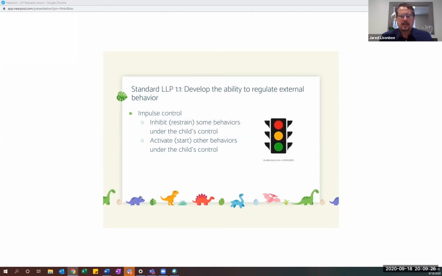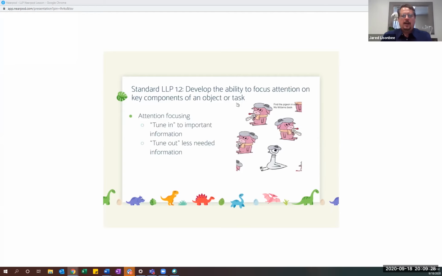Okay, let's go to the next one here. Standard 1.2 is to develop the ability to focus attention on key components of an object or task. Now this is a little bit trickier because it's not just being able to sit still and listen to what the teachers are saying. That's not really what this captures. This is more the idea of tuning in to important information and tuning out less needed information.